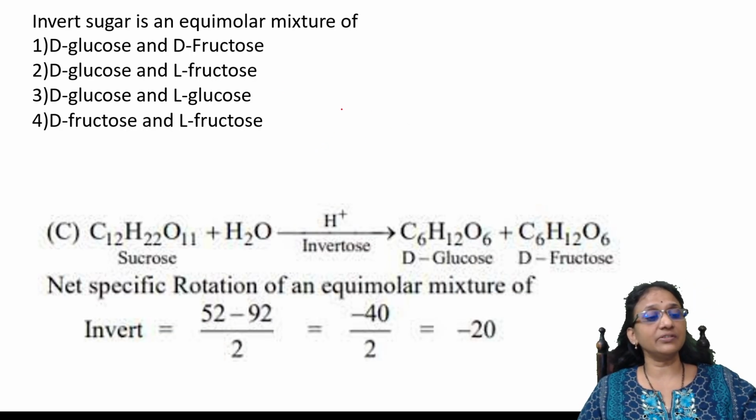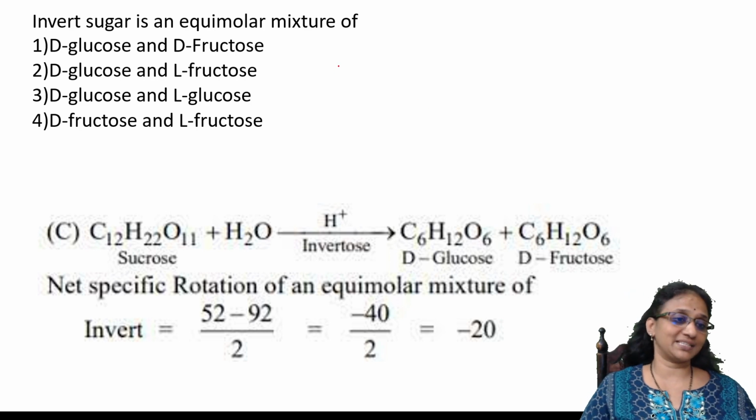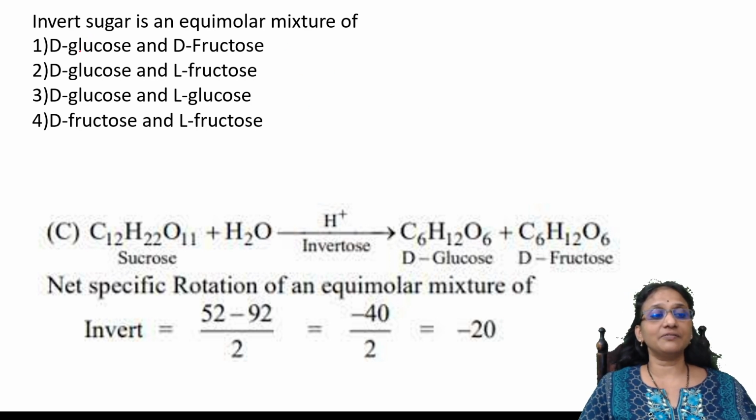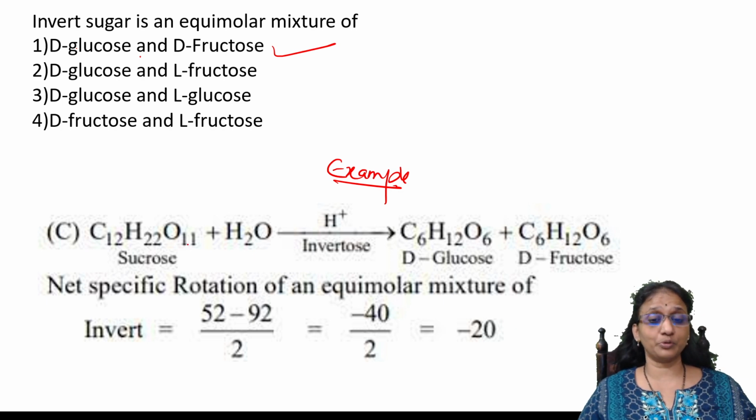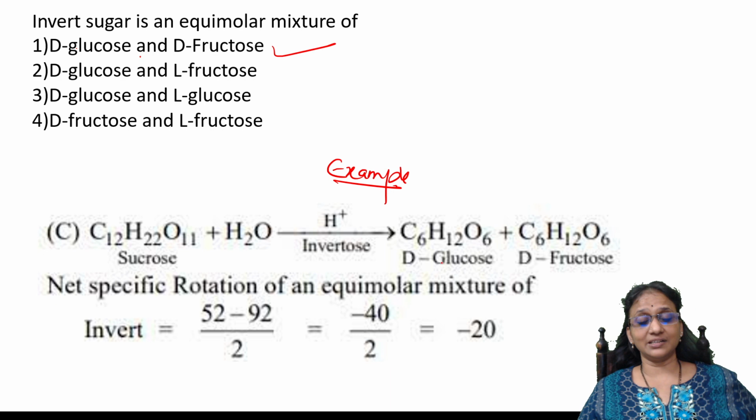Check here. Invert sugar is an equimolar mixture of what? So basically, students, the answer is D glucose and D fructose. Check this example which I have given here. In an invert sugar, the example is sucrose. So what does it do? When you expose the sucrose molecule to plane polarized light, it will rotate the plane polarized light. It has different rotations. One is called the D glucose, one is called the D fructose.